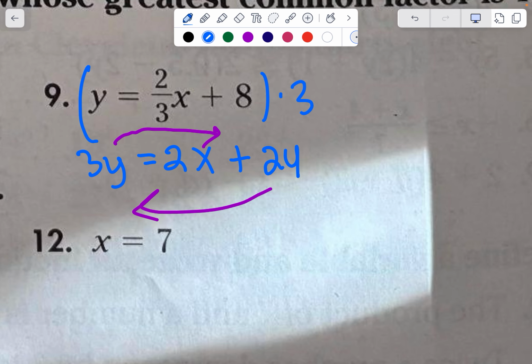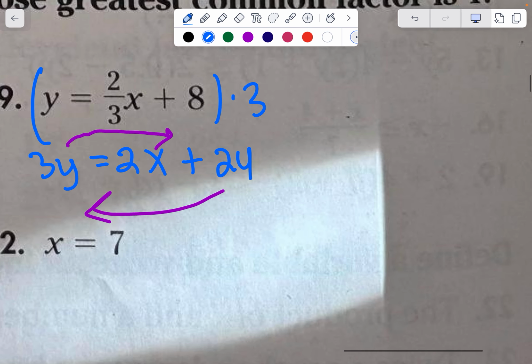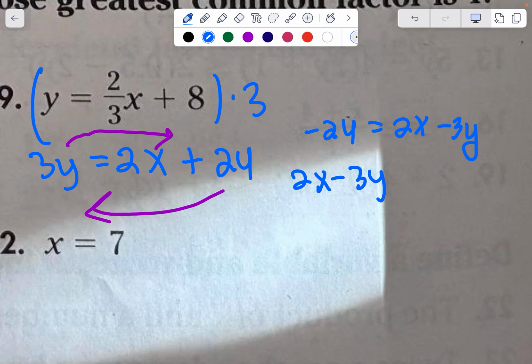Okay? We get negative 24 equals 2x minus 3y. Now, I'm okay if you stop there. Technically, you should write, just flip-flop that and get 2x minus 3y equals negative 24.